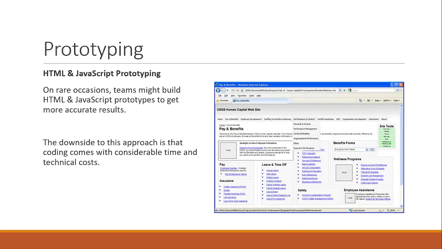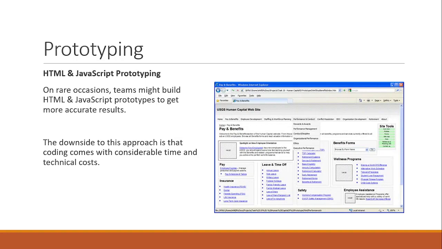Teams might build HTML and JavaScript prototypes to get more accurate results. It is almost a real product already. So the fidelity is much higher, and the functionality is almost the same or very similar. The downside to this approach is that coding comes with considerable time and technical cost.